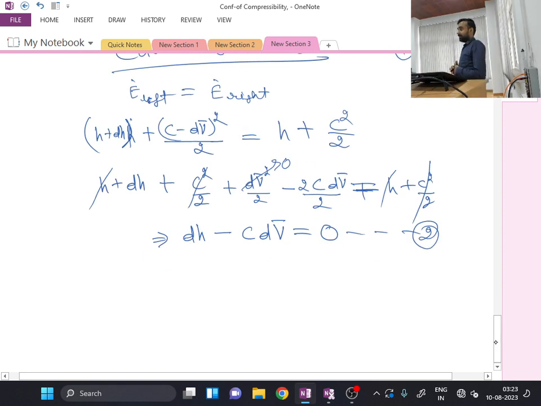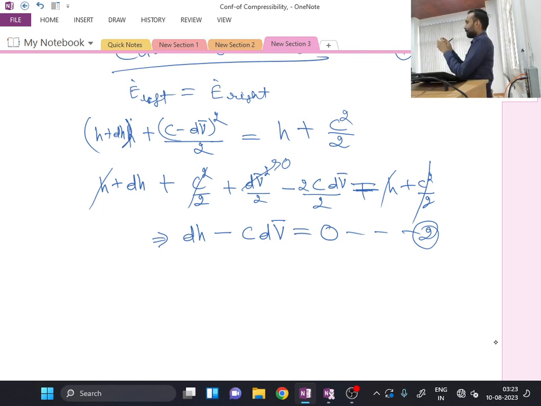Now typically the process of propagation of a sound wave is nothing but an isentropic process. Okay, so how is it isentropic? Because if you see, across the sound wave we are not adding any heat. So when the sound wave front is moving, we are not adding any heat. So it means it is adiabatic.